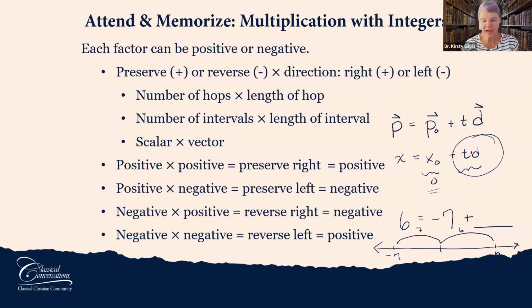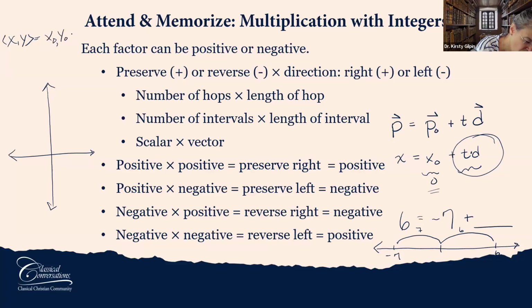So if I looked at this in 2 dimensions, this would become xy as my vector. And I would have some starting point that has 2 parts. My t is still just a number, it's my scalar, but my direction vector is going to have the 2 parts as well. So let's say that my initial point was 1, 2, and my direction vector was -1, 3, right?